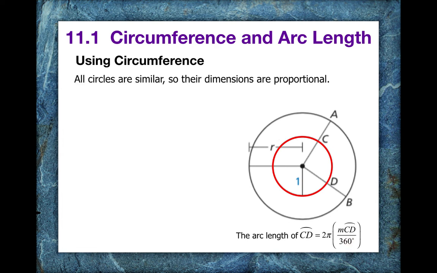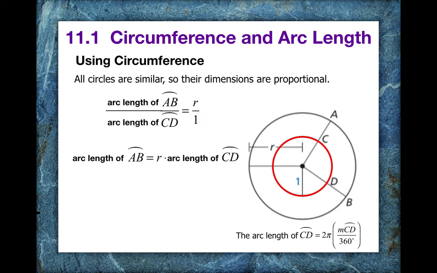All circles are similar, and we have a theorem that says that, so their dimensions are proportional. That means that the arc length of AB over the arc length of CD is going to be proportional to the radius over 1. We just use a little algebra and we get the arc length of AB is equal to r times the arc length of CD.